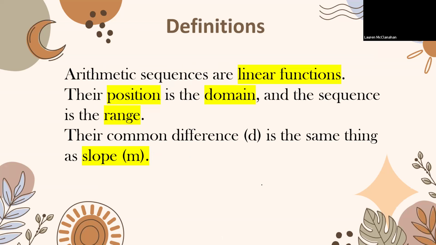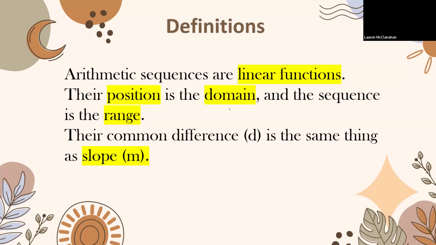So arithmetic sequences are linear functions. Since we're consistently adding the same thing, we talked about this at the beginning of one of our previous lessons, we're increasing that value by the same thing each time. Okay, so it's going to create a line when you graph it. Their position is the domain and the sequence is the range.